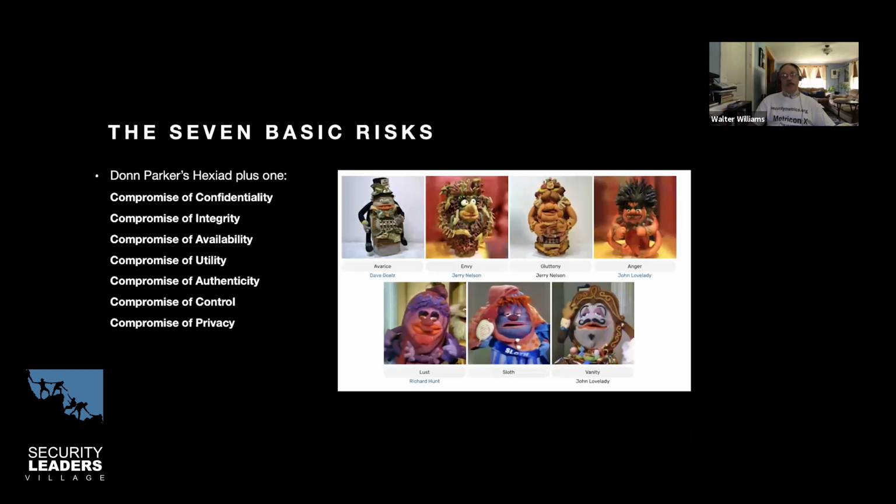That said, Donn Parker also challenged our notions that our profession has three pillars: confidentiality, integrity, and availability. He proposed that they were not sufficient, that we also have utility, control, and authenticity to worry about. And the events of the past 5 years or so have shown us that we also have privacy to worry about. And so there are 7 basic risks that we need to pay attention to. By the way, if you're curious as to the image, that is from the very first Muppet Show episode, and those are the 7 deadly sins.